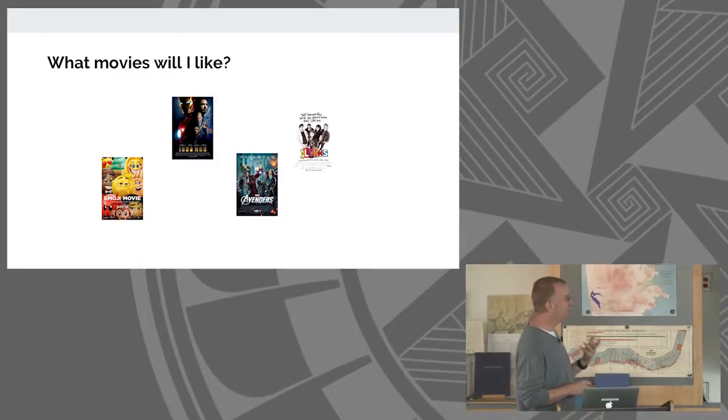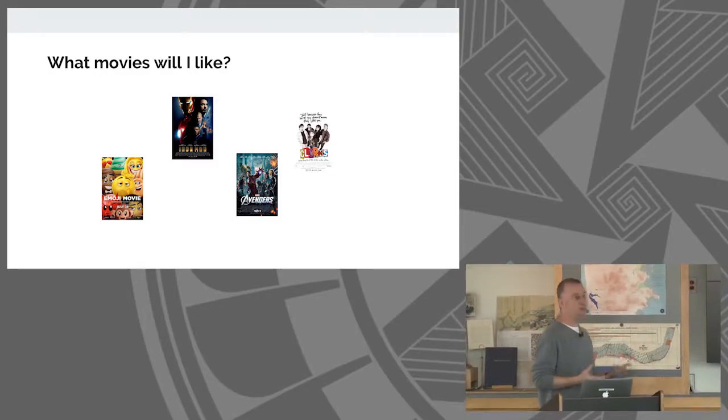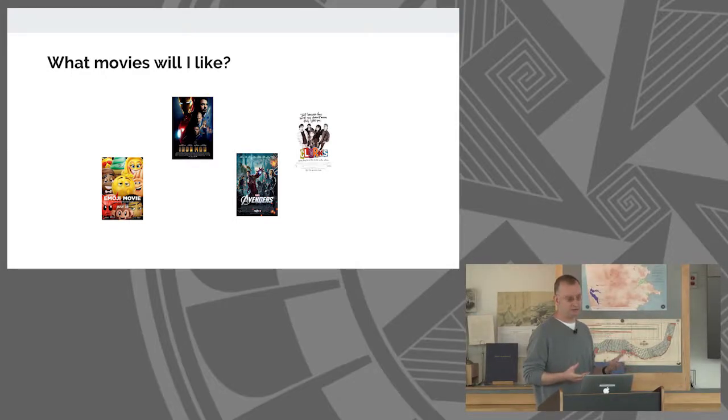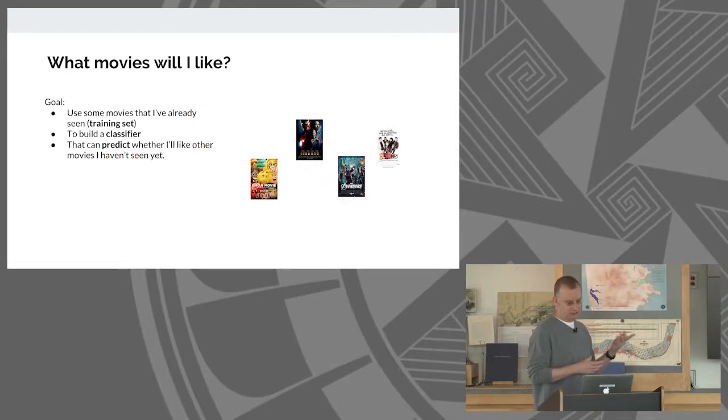So I want to build a classifier that's going to tell me what movies I might want to watch next. And so the way a classifier works is that you take a training set where I have a bunch of data that I know the answer, do I like it or not, and I want to build a tool that's going to predict whether I'm going to like something else. So that's what I just said. So you use a training set to build a classifier that can make a prediction.